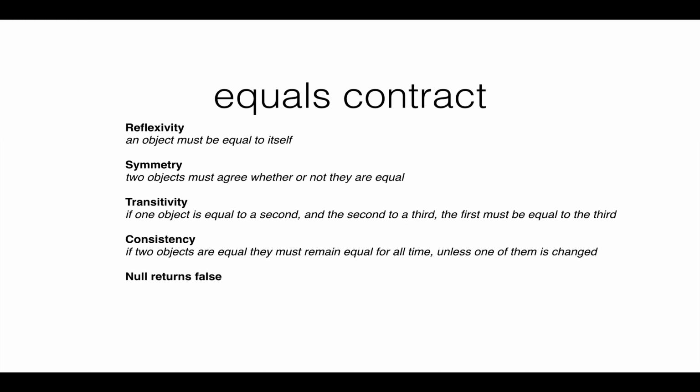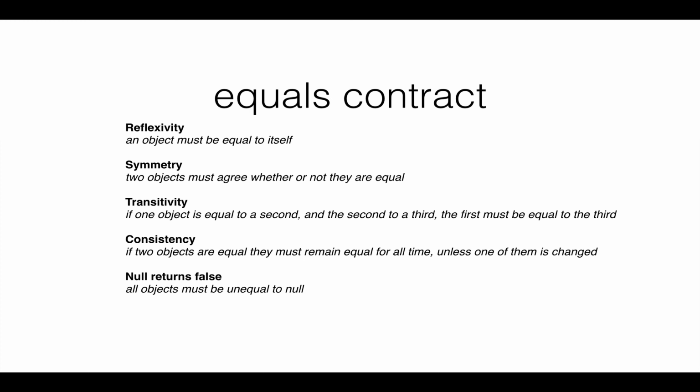Consistency. If 2 objects are equal, they must remain equal for all time, unless one of them is changed. So when you repeatedly compare the same 2 objects with the equals method, it should always return the same result. In other words, calling the equals method should not alter the object in any way.